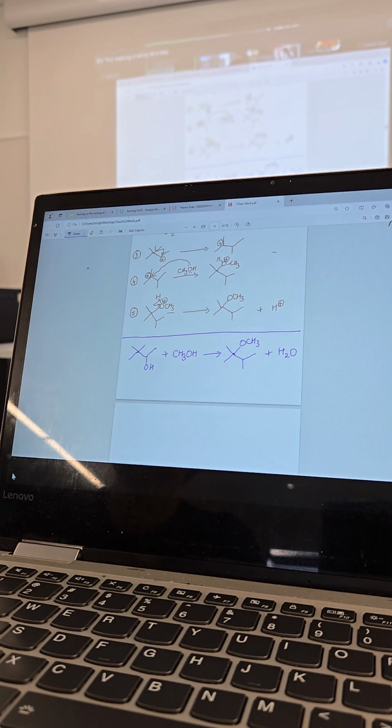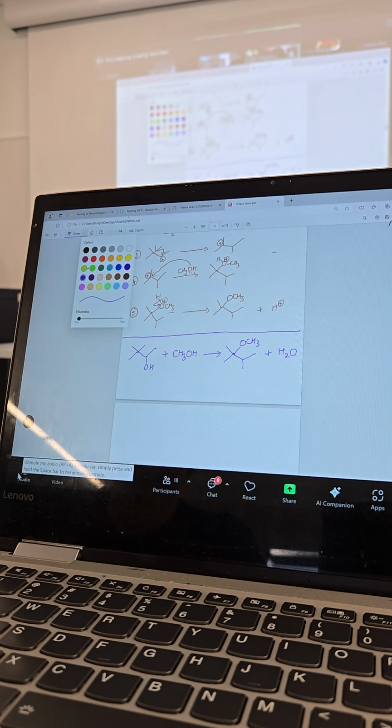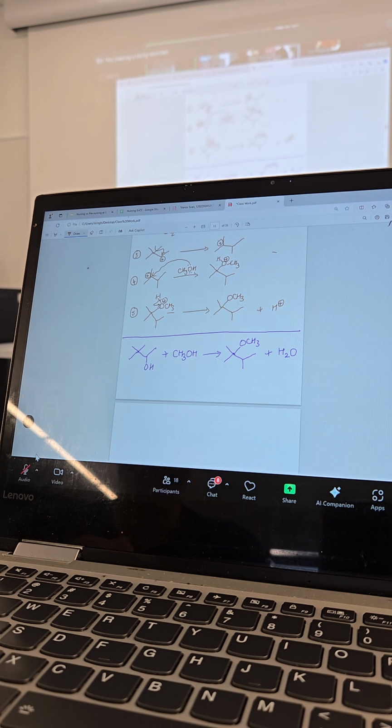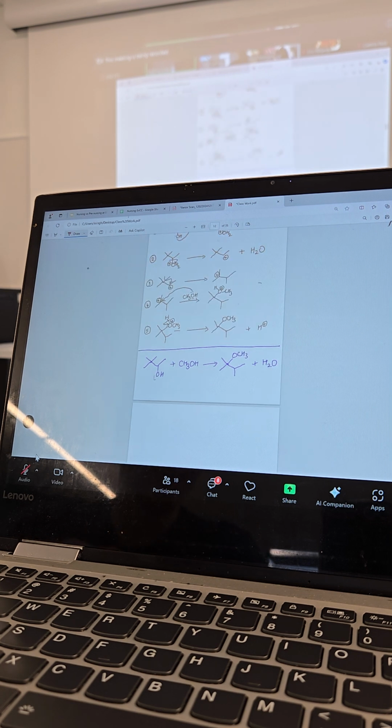Is it substitution because we're substituting the CH3OH with the OH? Oh wait, oh I lied. No, you are right. We are substituting. We somehow got rid of that and we brought that in. So it is definitely a substitution. But is it pure substitution or is it substitution with something?